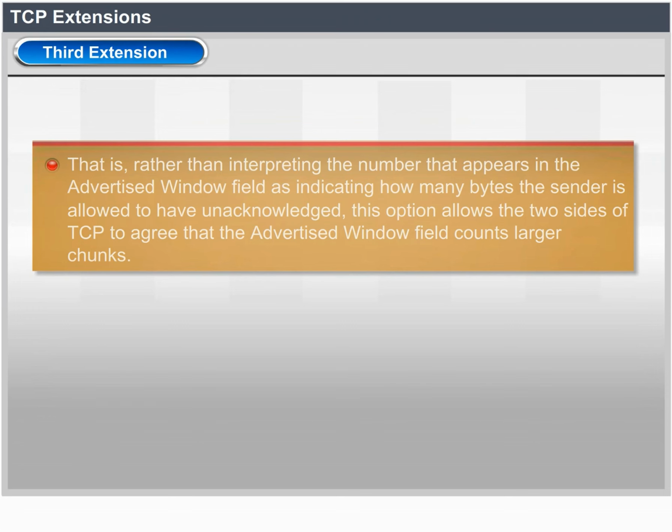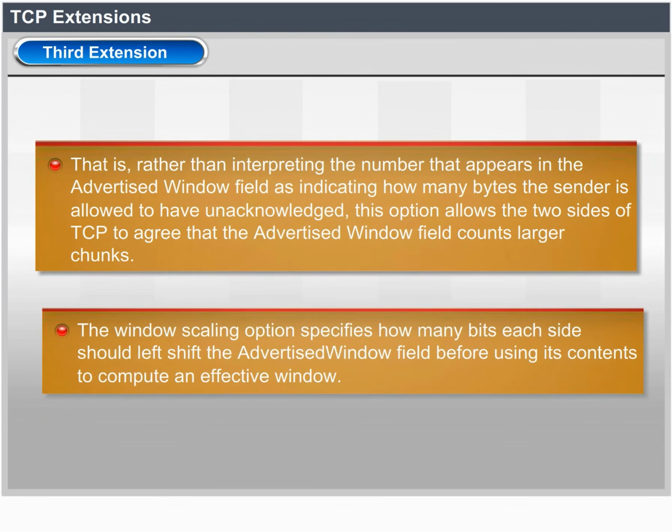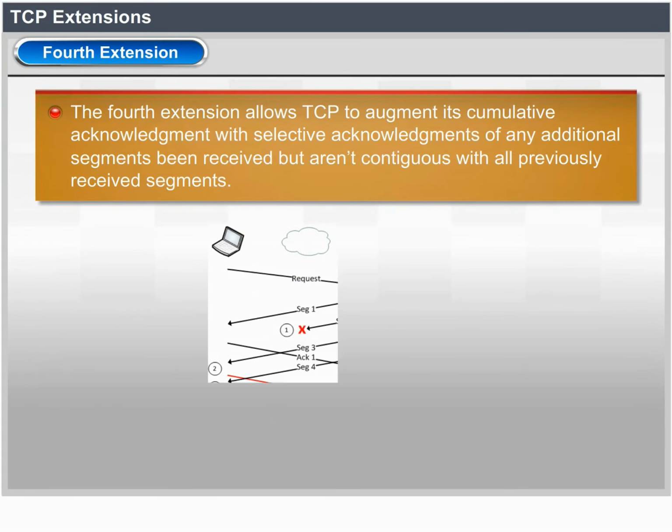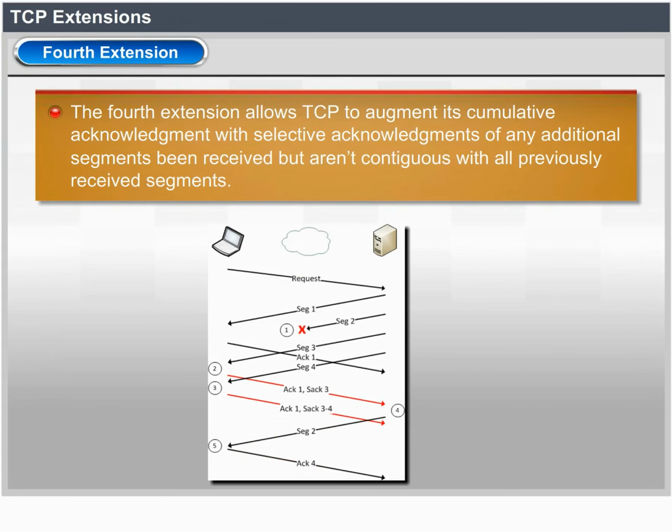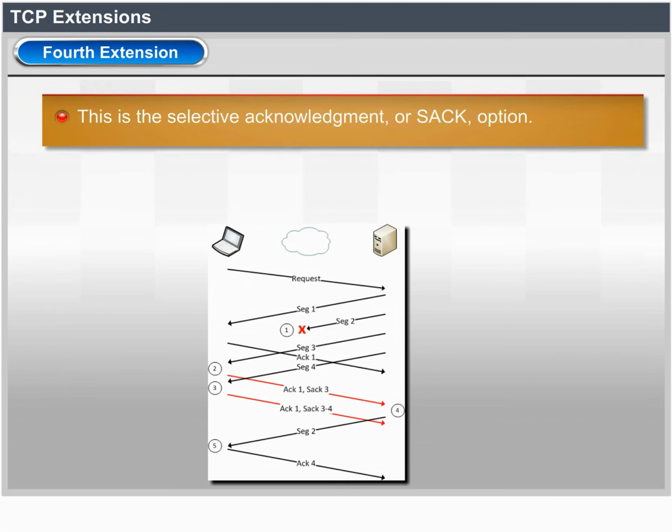The window scaling option specifies how many bits each side should left shift the advertised window field before using its content to compute an effective window. Fourth extension. The fourth extension allows TCP to augment its cumulative acknowledgement with selective acknowledgements of any additional segments that have been received but aren't contiguous with all previously received segments. This is the selective acknowledgement, or SACK, option.